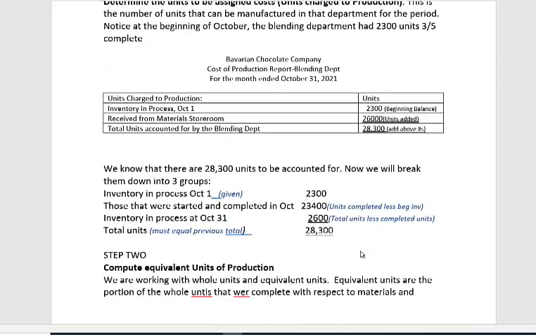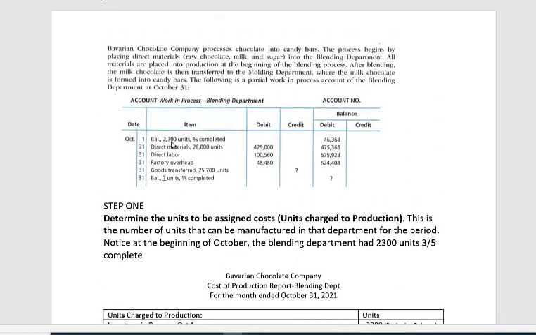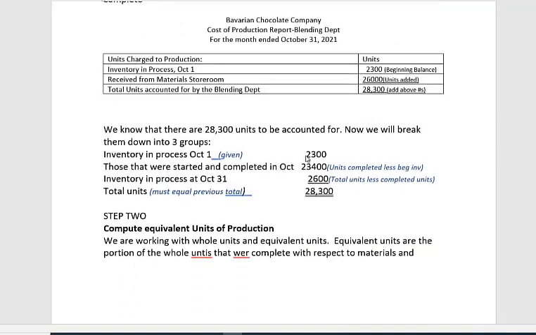Okay, now we need to break down these 28,300 units into 3 categories. The first one is inventory in process on October 1st. That's a pretty easy one because it's given to us. So we just pull that from right here in the problem. So that's 2,300. And now we need to figure out the number of units that were started and completed in the month of October. So they got 100% completed during the month.